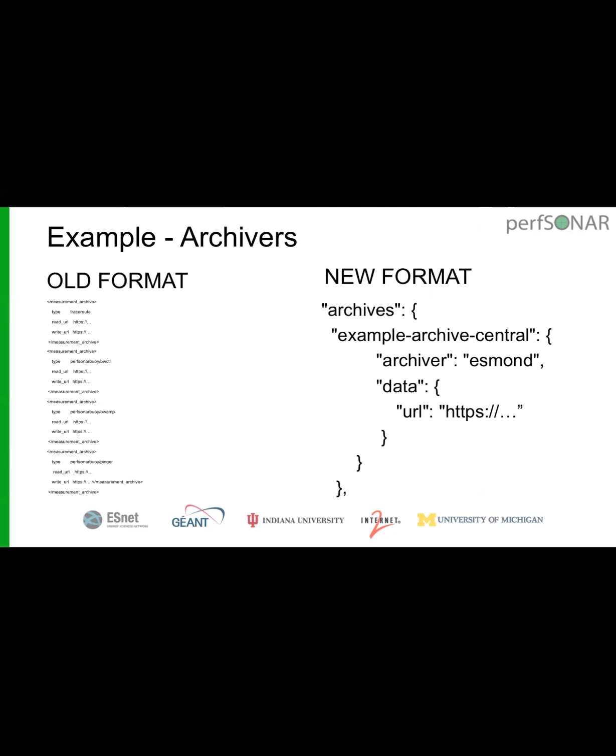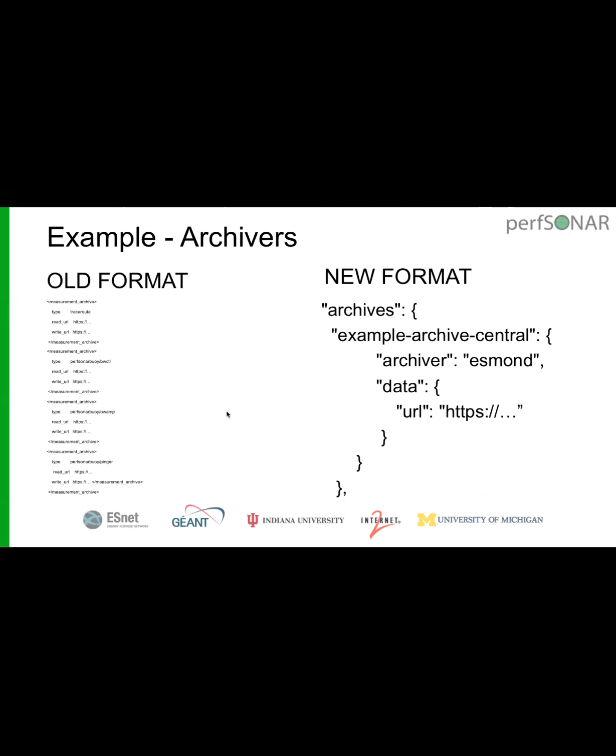And currently you have to do that essentially 4 times, one for each of the main data types supported in mesh config: traceroute, the throughput stuff, the OWAMP stuff, and the ping stuff. And you have to specify the URL twice. It's a read URL and a write URL, which, I think in every case now with Esmond, is basically always the same.